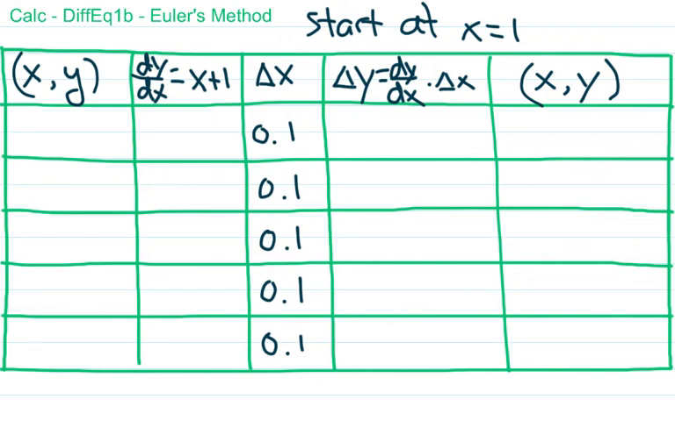Okay, so let's start with 1, 2, like the question asked. And we're going to calculate dy dx. Oh, okay, dy dx is x plus 1. So 1 plus 1, which is 2. All right, now delta x is 0.1, so therefore delta y would be 0.2. We just multiply the last two things together. And then the new point would be 1 plus 0.1, which is 1.1, and 2 plus 0.2, which is 2.2.